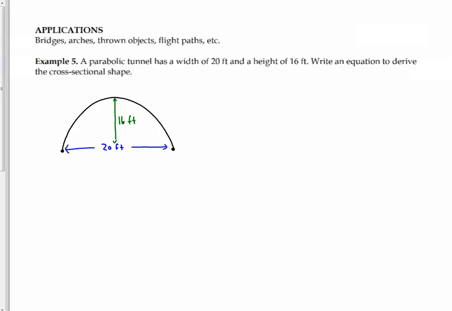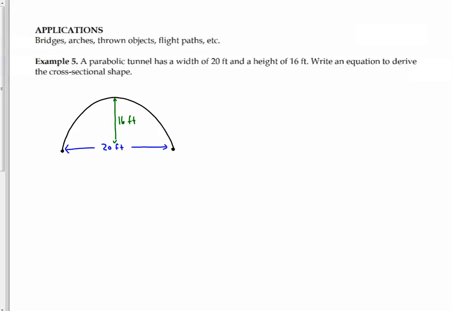It was downtown. Anyways, write an equation to derive the cross-sectional shape. So there's a few options, because it doesn't tell us where we want to put our origin. It doesn't tell us where to put our axes and our origin. So it's really up to us where we put it.